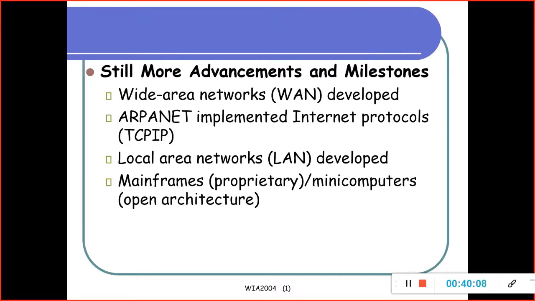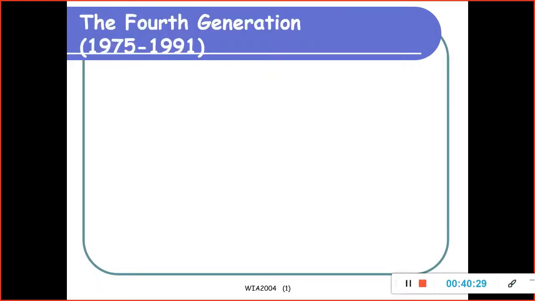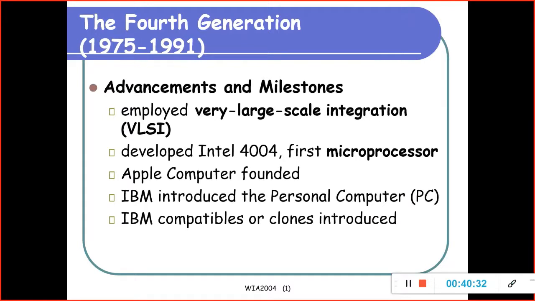So at that time, in the 1970s, wide area networks were developed, which is the basis for the internet. Our partners implemented internet protocols, TCP/IP. Local area networks (LANs) were also developed, and mainframes, minicomputers, and open architecture were also developed at that time. So, advancement: a milestone, the fourth generation computer, they also employ very large scale integration, VLSI.